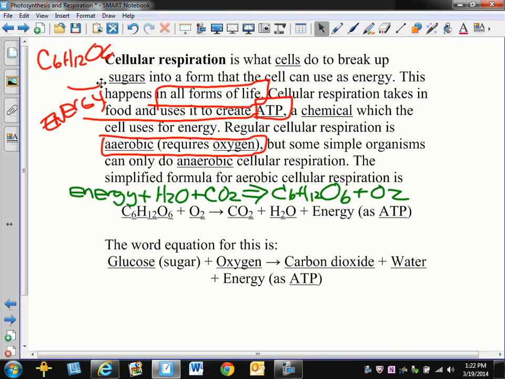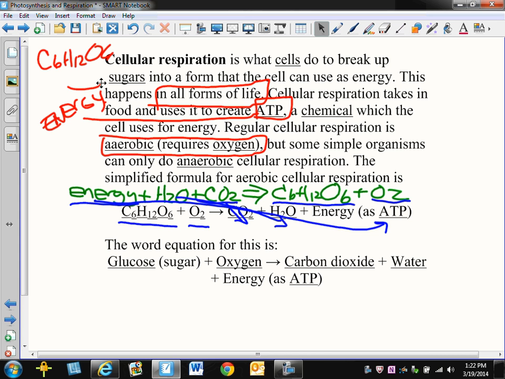Look at this. You've got this. It's over here now. And now it's in the form of ATP. So we've gone from a solar form of energy into a chemical form of energy. And that's what we're going to study now.